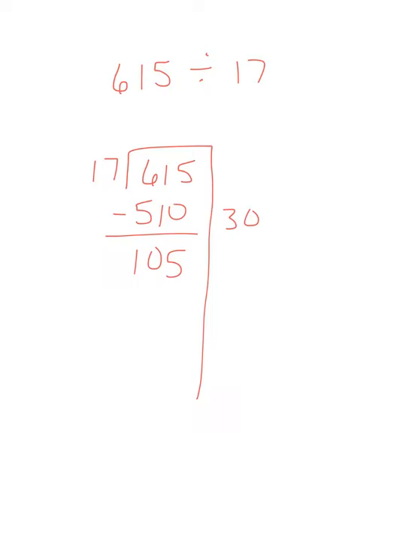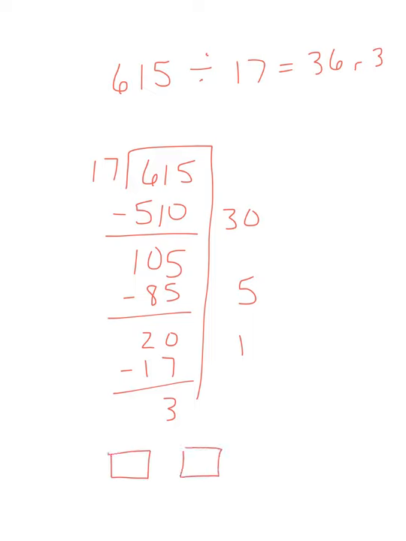So, well, we know 17 tens is 170. Half of 170 would be 85. So 17 fives is 85. Still have 20 left. So 1. So we have a remainder of 3. So for this one, we know that 615 Rice Krispie treats shared amongst 17 friends, everybody would get 36 with a remainder of 3.